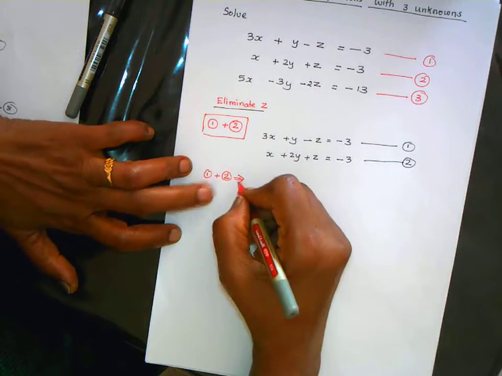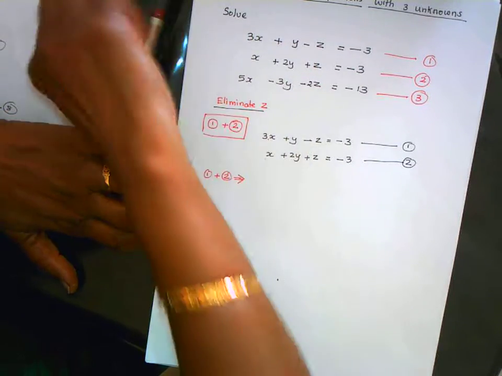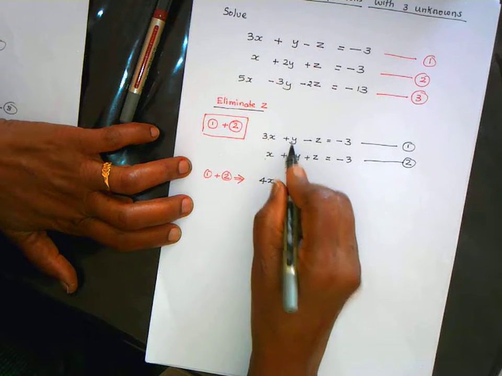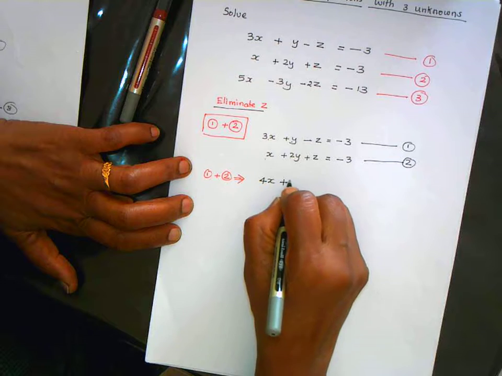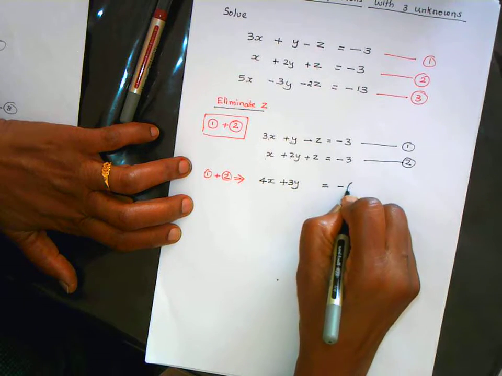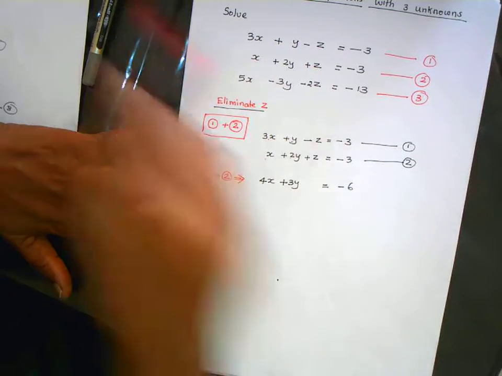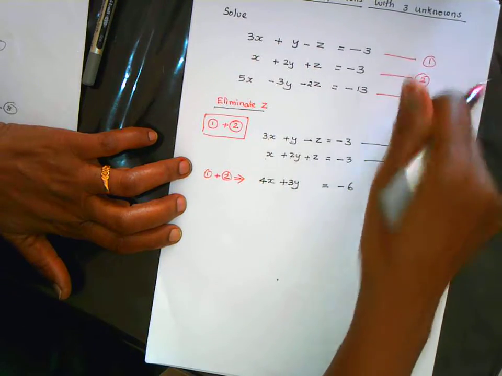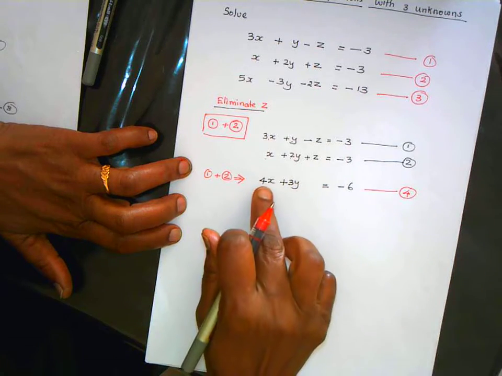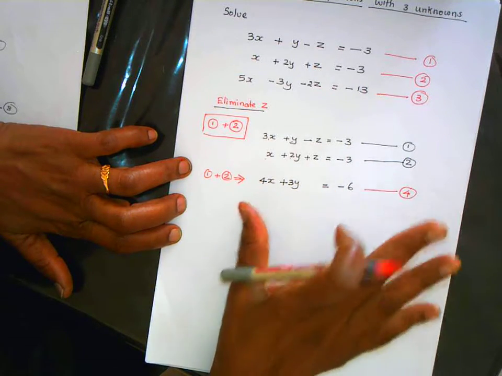When I do that, 3x plus x gives me 4x. Then y plus 2y gives me 3y. And there is no z part. It just gives me minus 6. See, this is a new equation. I've done 1, 2, 3, so I'm going to call this 4: 4x plus 3y equals minus 6. I'm going to keep this.